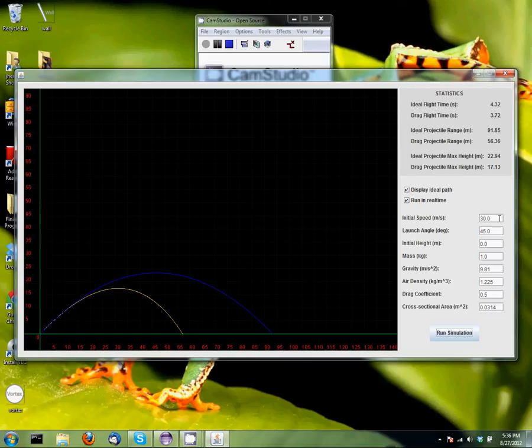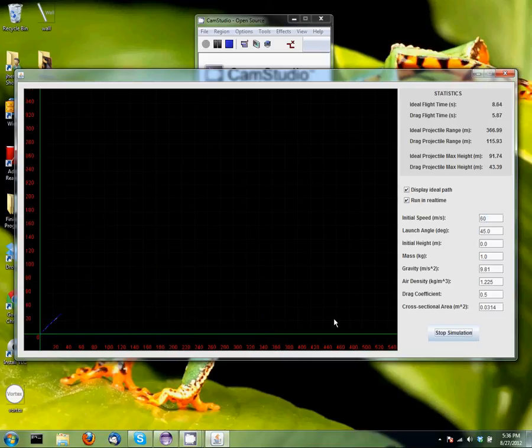So you can change the normal things like, say, initial speed. Now it's running a little faster, it's zoomed out, so you might not notice that it went further, but it did. And you can change, like, again, another thing is, say, launch angle.